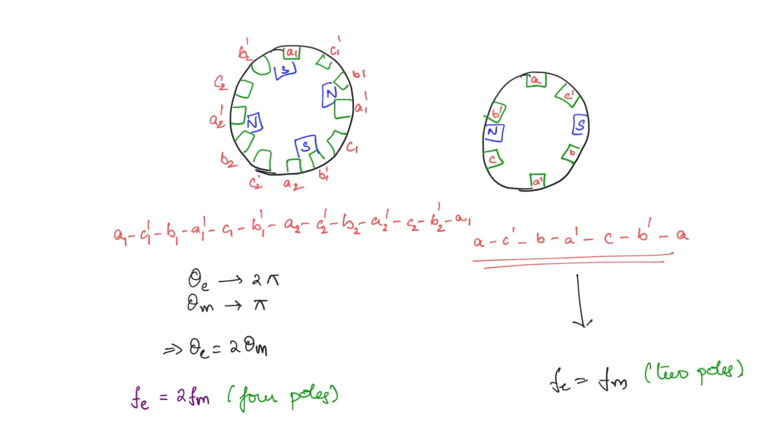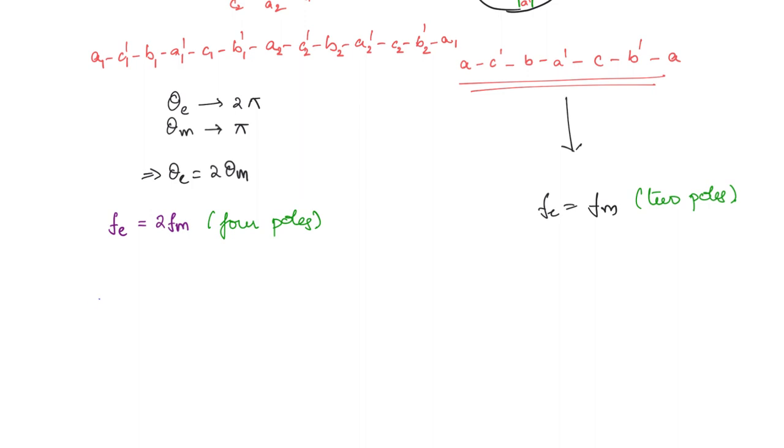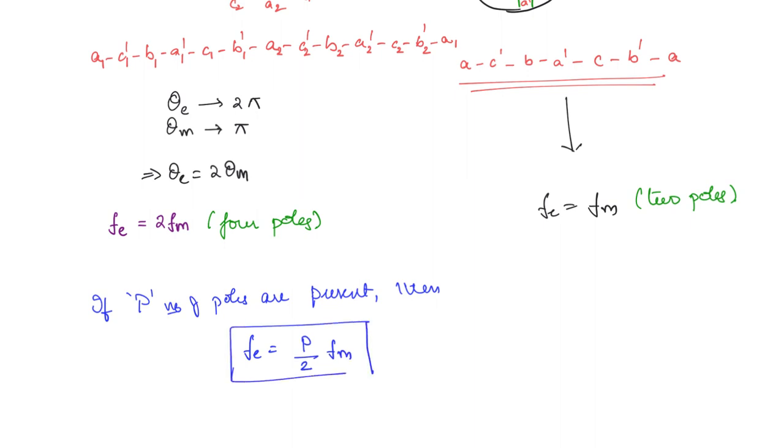So that means we can write in a generalized manner. What we can write is, for p number of poles, if p number of poles are present, then we can write Fe is equal to P by 2 Fm, where P is the number of poles. This is in hertz, and also we can write the same in radian per second, angular frequency. Omega E is equal to P by 2 omega m. So this is the generalized expression.